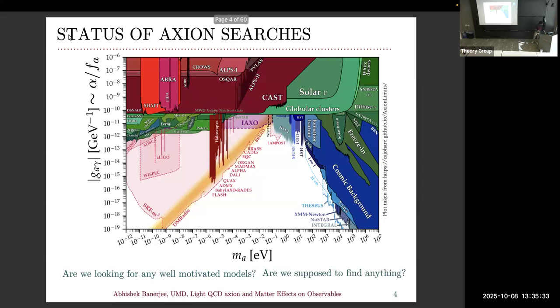And then the second question is, are we even supposed to find anything in that part of the parameter space or not? So that's the second question. Hopefully, we'll try to understand by the end of the talk. Okay, so these are the two questions that we'll be discussing today.